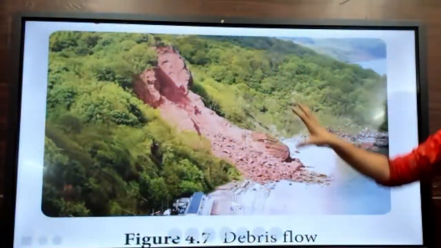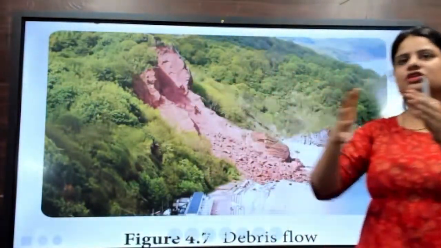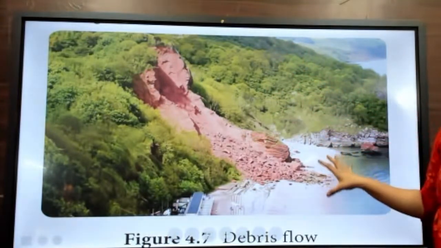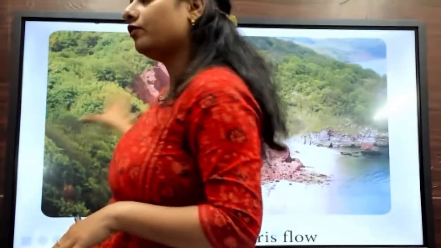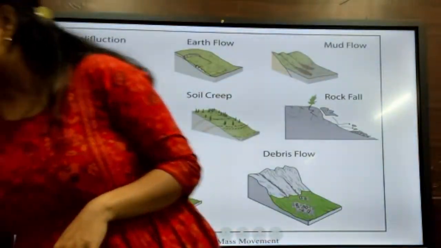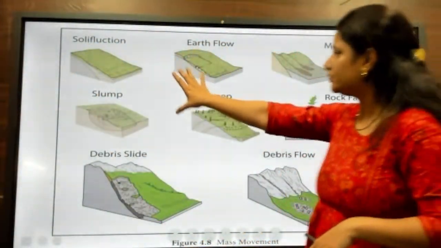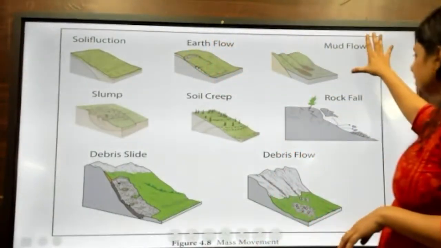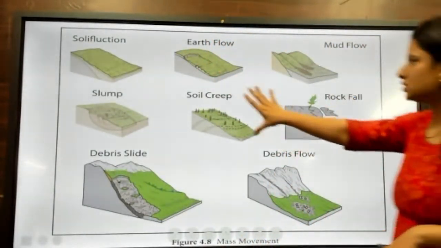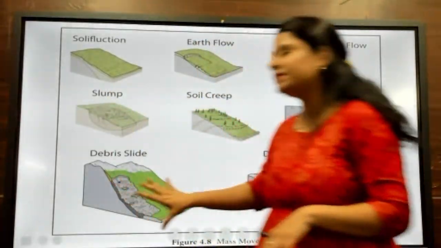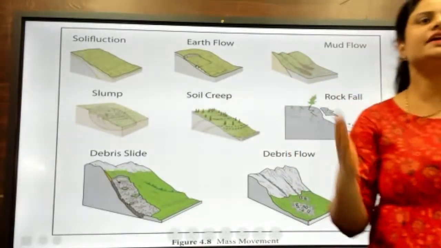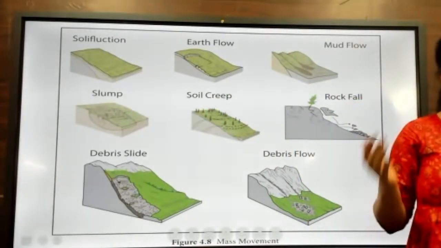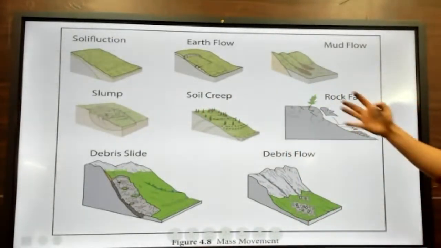Now here you can see debris flow, right? This is the debris, a big chunk of soil falling towards the ground. So this is also a kind of formation of the land. Here you have solifluction, then earth flow, mud flow, rock fall, debris flow, soil creep, slump, debris slide. These are all mass movements. That means suddenly there will be a sudden movement of a big chunk of soil, rocks and everything.